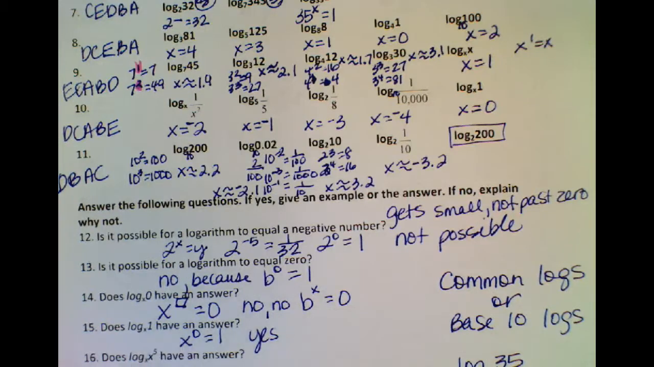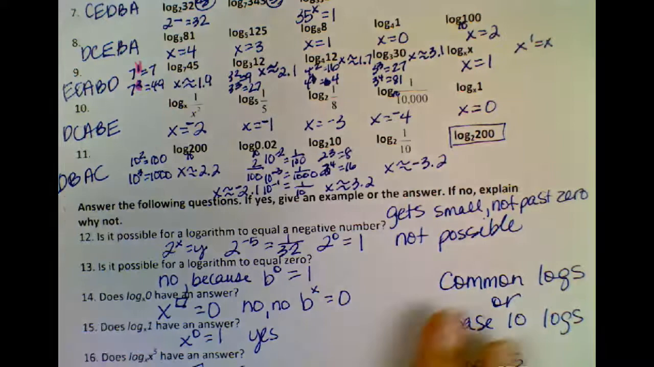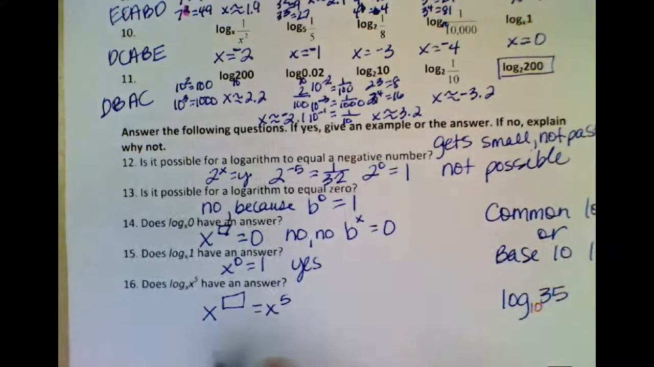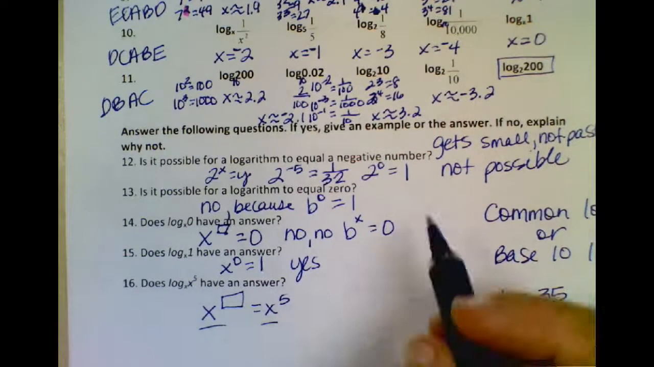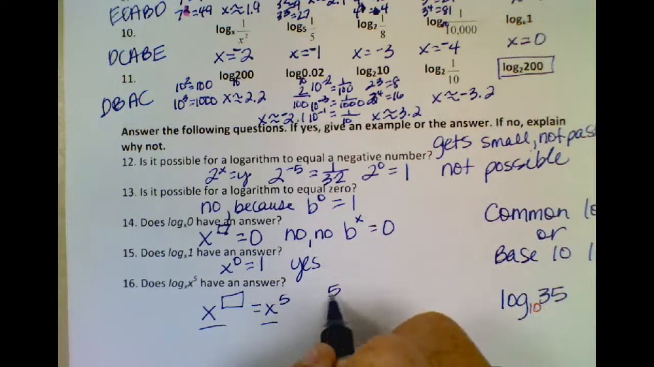Now think about this. Does log base x of x to the 5th have an answer? It definitely does. So if we use our x to some power equals x to the 5th, well, I have the same base. Remember when we did same base before? If I have the same base, then I know my exponents have to be equal. So it does have an answer, that's 5.